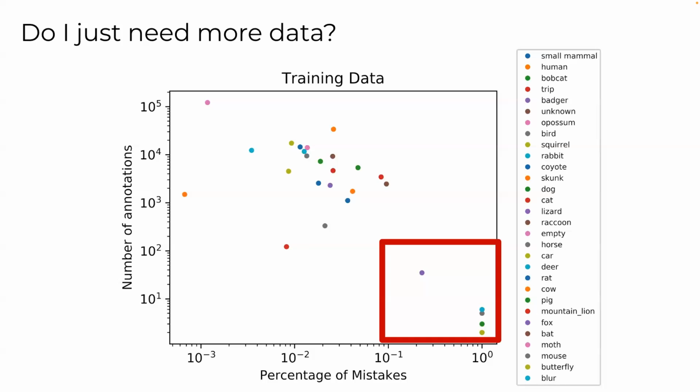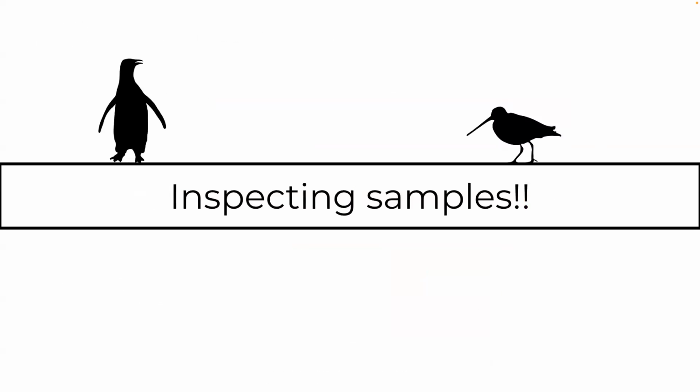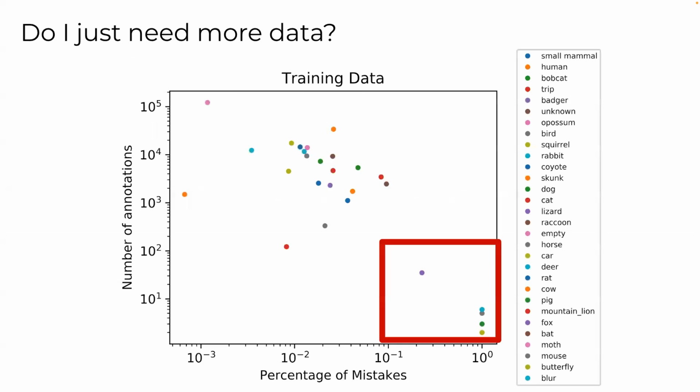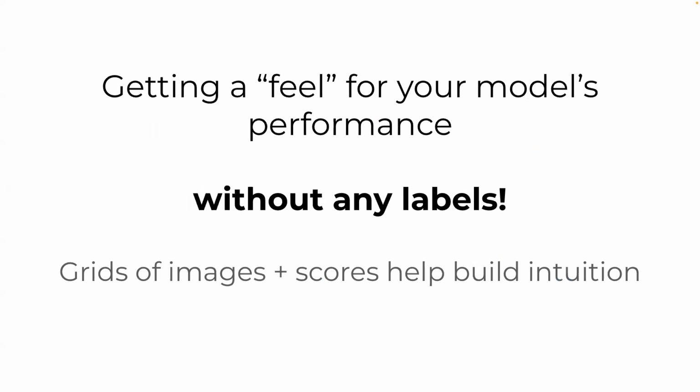But the other really important next step is inspecting your samples. This is really, really important. I want everyone to be looking at samples of their model's predictions on train, validation, and test set examples from their data. So what does this look like in practice? You can get a feel for your model's performance, both on labeled and unlabeled sets, just by looking at the scores your model gives to samples, whether they have labels or not.